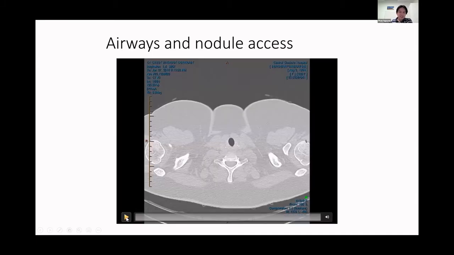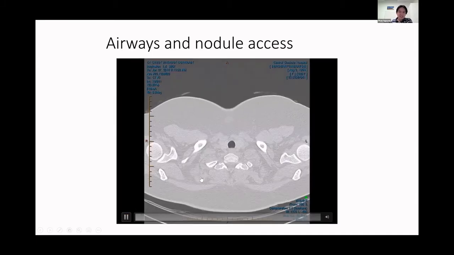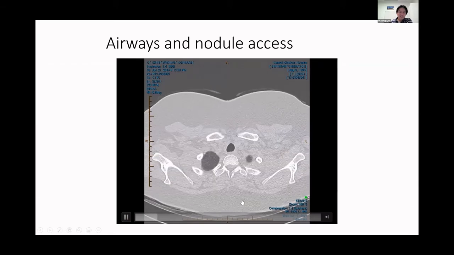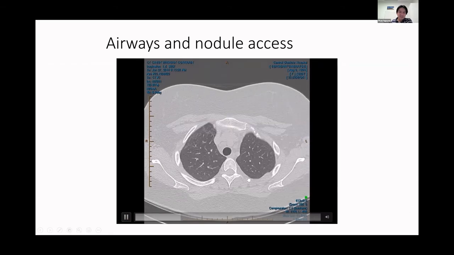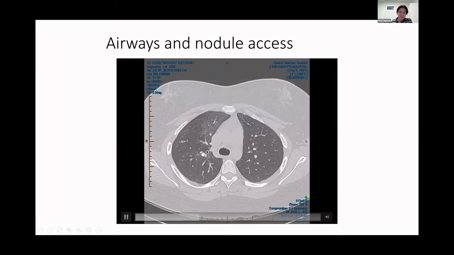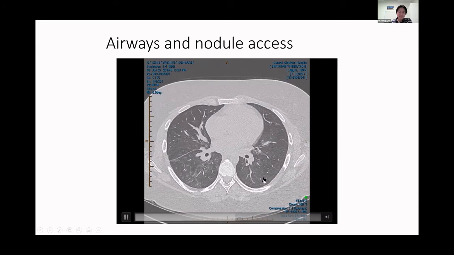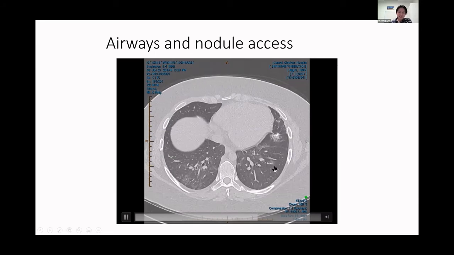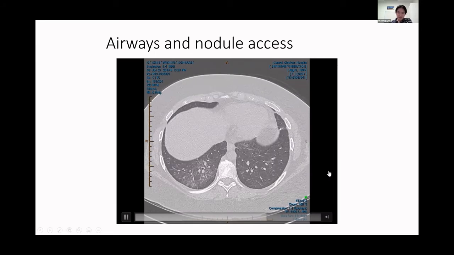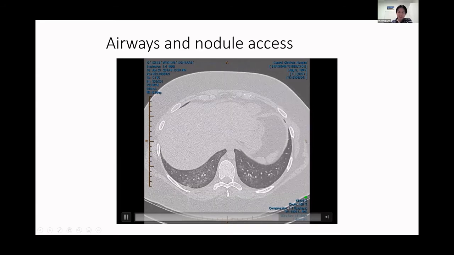So I guess with airways and nodule access, the complex thing is that there's a lot of airways to try to reach nodules. So as a respiratory physician, this can always be quite difficult. There's a lot more options if you're trying to go by the airway.